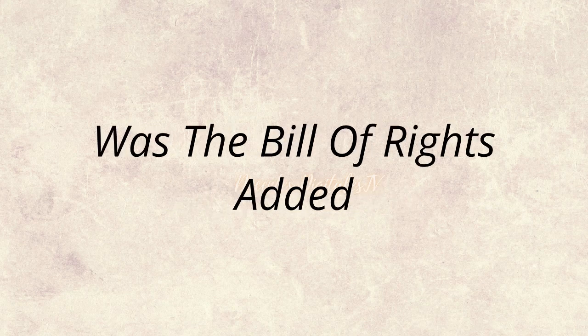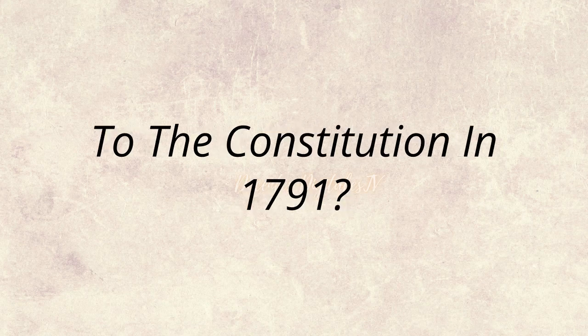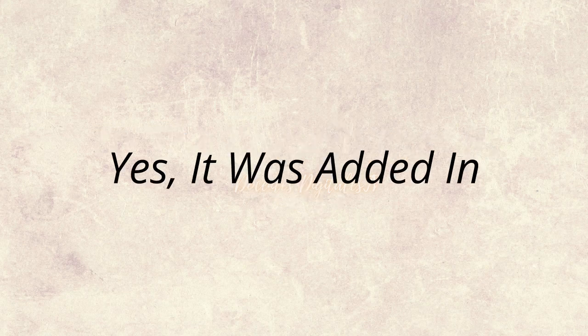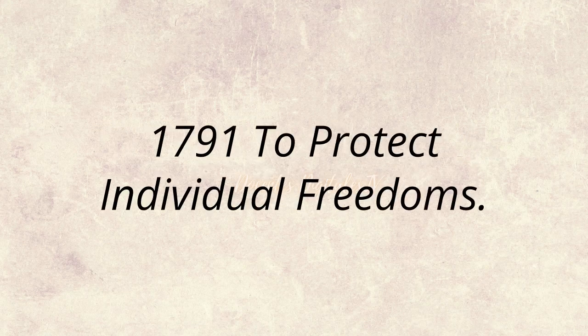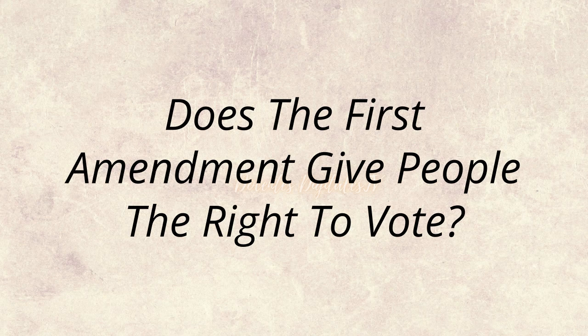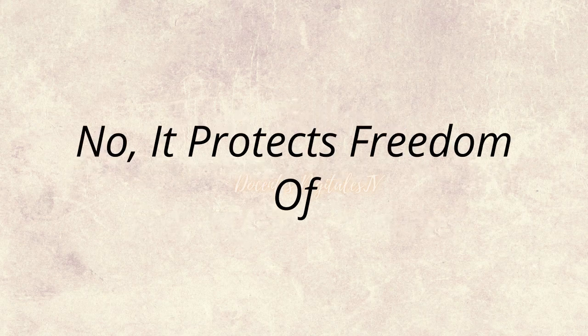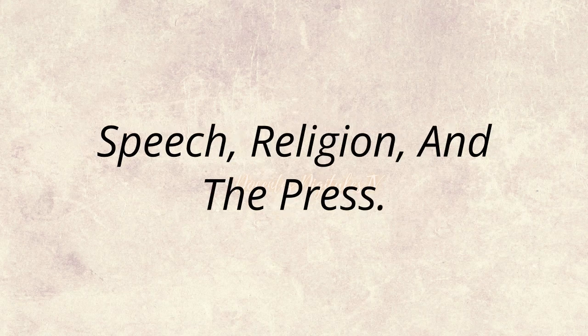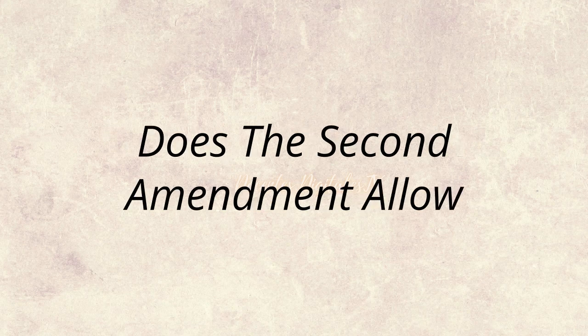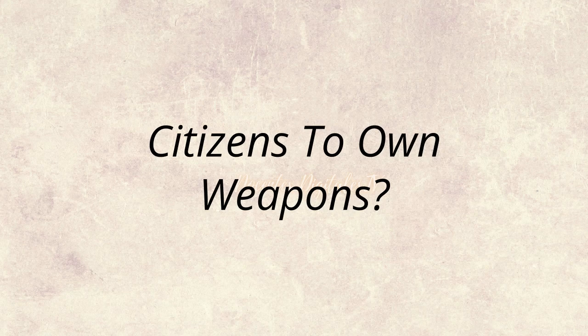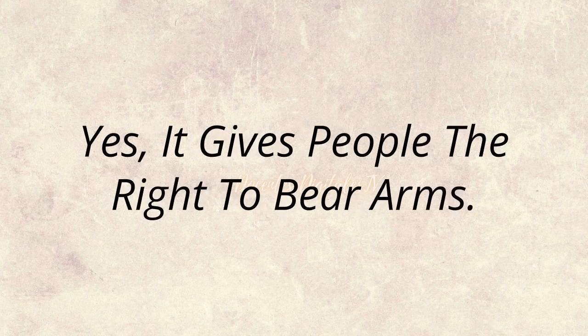Was the Bill of Rights added to the Constitution in 1791? Yes, it was added in 1791 to protect individual freedoms. Does the First Amendment give people the right to vote? No, it protects freedom of speech, religion, and the press. Does the Second Amendment allow citizens to own weapons? Yes, it gives people the right to bear arms.